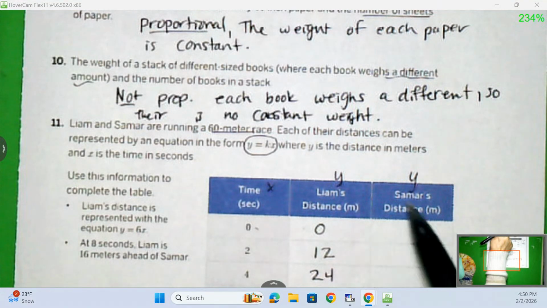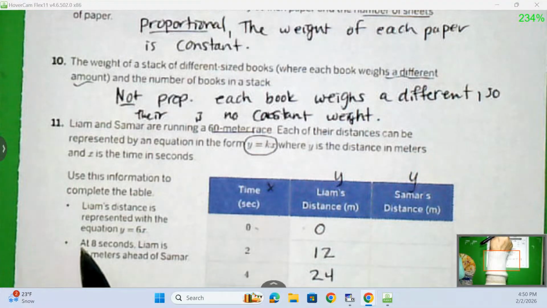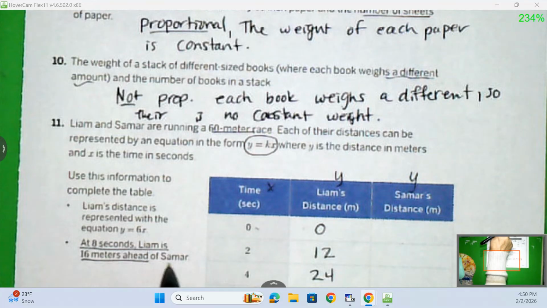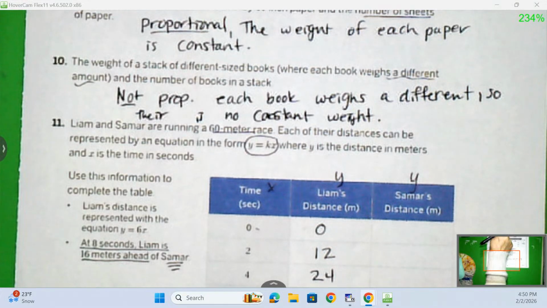Okay, we're not given the equation for Samar, but it does say that at 8 seconds, Liam is 16 meters ahead of Samar. So at the 8-second part right here, Liam is at the 48 mark and he's ahead of Samar. So that means Samar is behind by 16 meters. So 48 minus 16. So Samar's distance is 32.